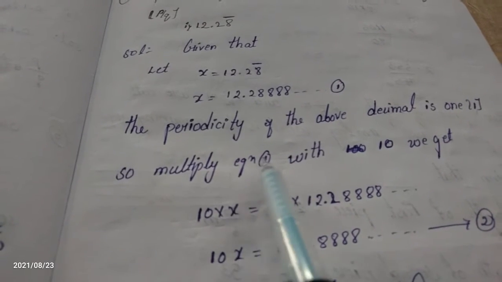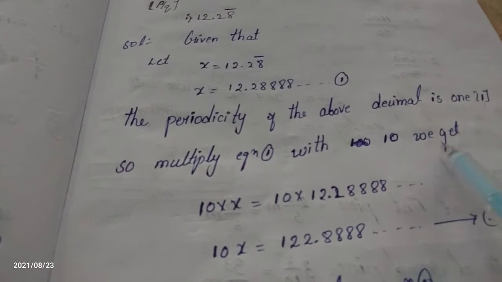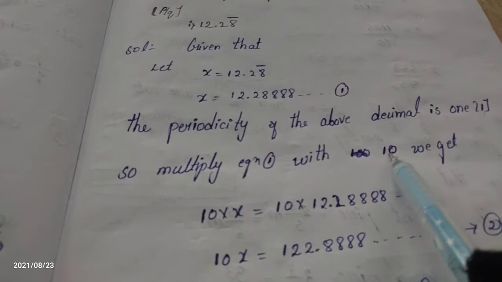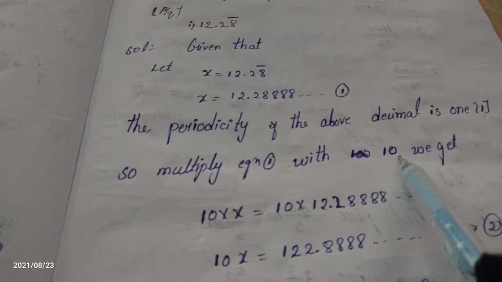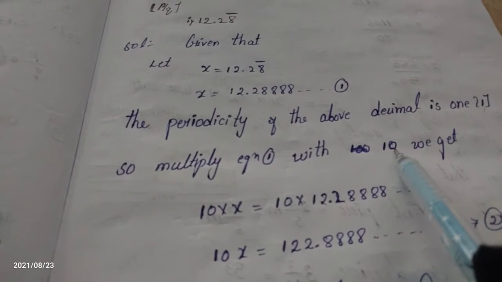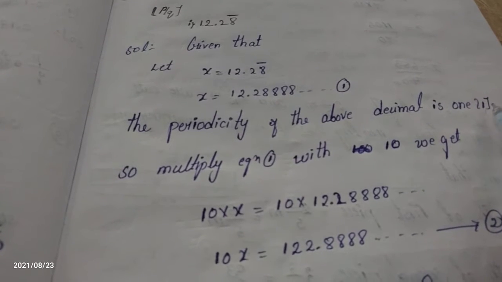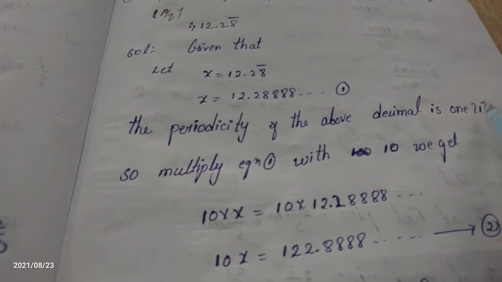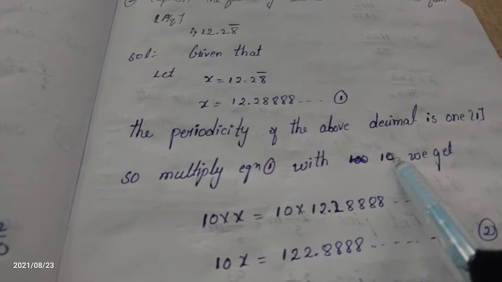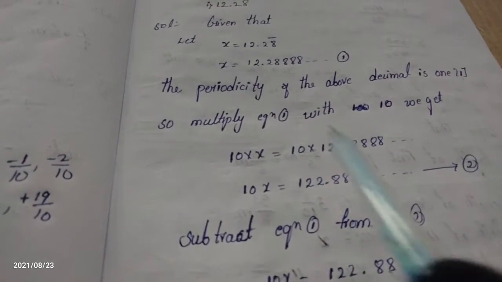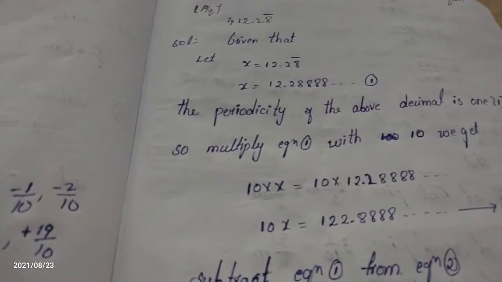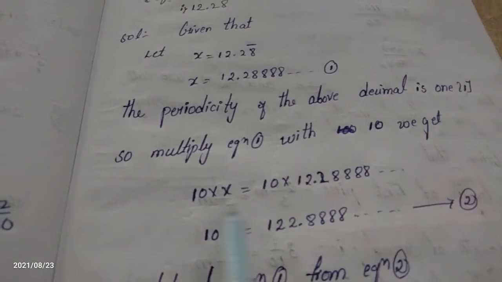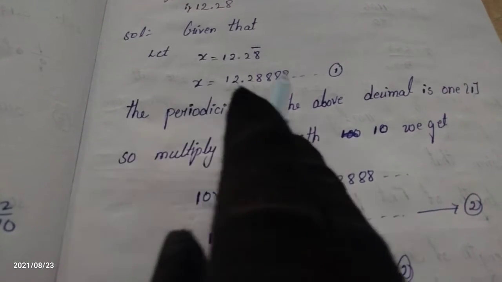So multiply equation 1 with 10. If one number is repeated, I multiply by 10. If 2 numbers are repeated, we multiply by 100. If 3 numbers are repeated, we multiply by 1000. Here the periodicity is 1, so we multiply with 10. Which equation do we multiply? Equation 1, we multiply on both LHS and RHS with 10.